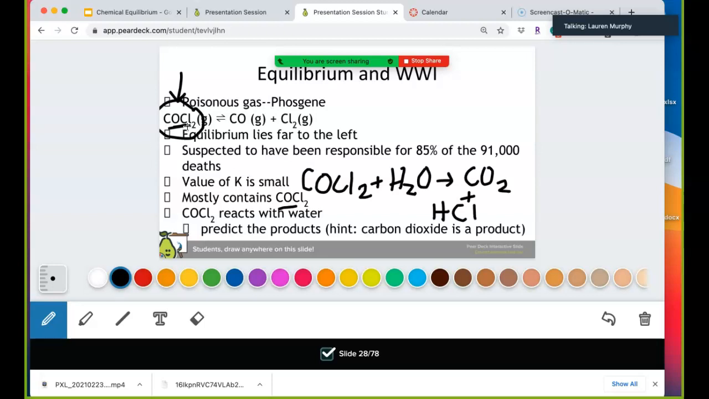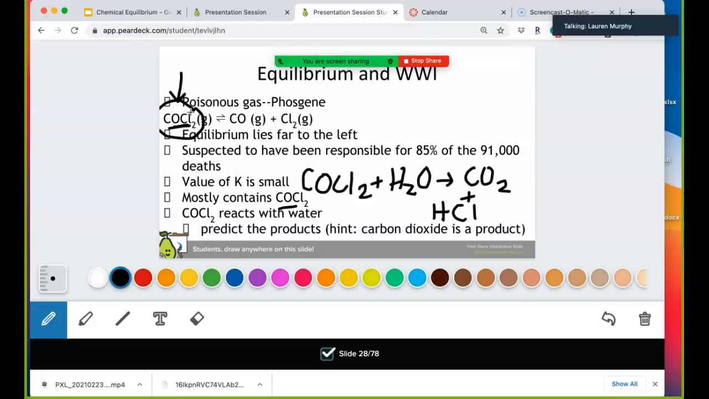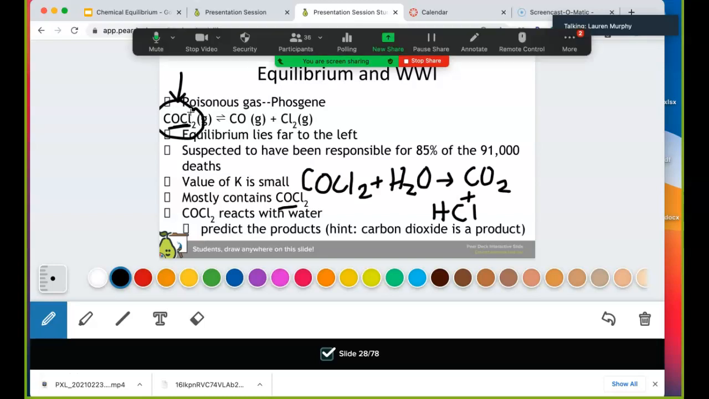Super, super dangerous gas. Poisonous, very obviously. And it's not poisonous because of what it breaks down to. It's poisonous because of how readily it reacts with water. And water is all around us, even if it's not a body of water. Okay? So again, this happened because phosgene exists mostly as phosgene and not the carbon monoxide and chlorine.